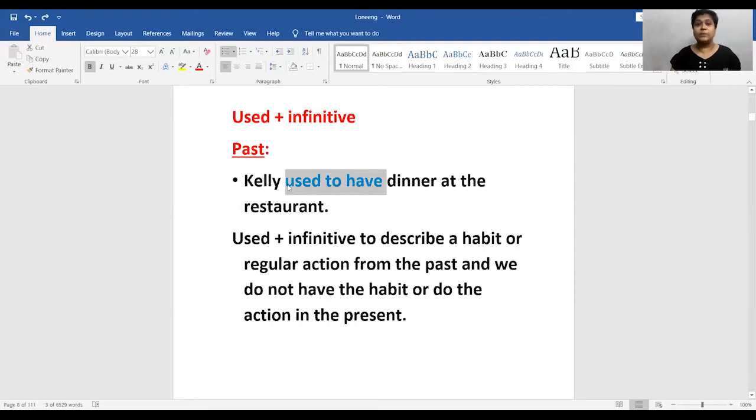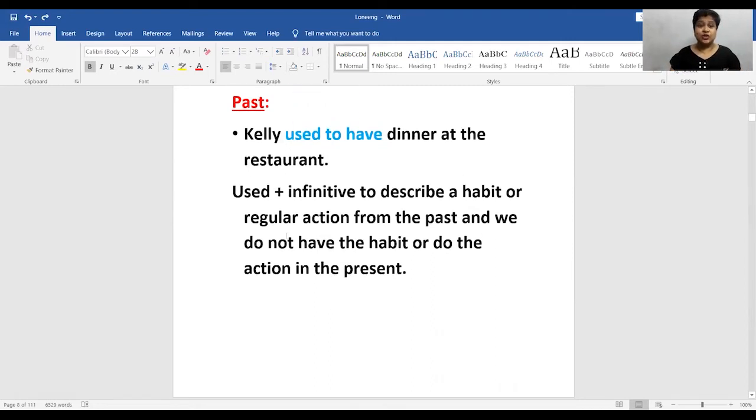So take a look at the verb "used to". Since "used" has the D, it's in the past tense and it indicates a past action. And then "to have" is in the infinitive, followed by nouns and other things. So this is exactly what we are interested in, so that you get the actual construction correct. Okay, so let's take a look at the definition.